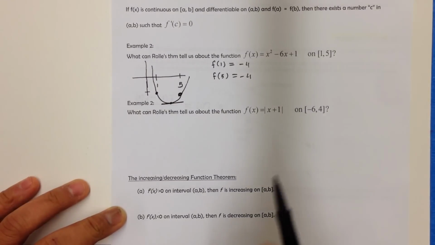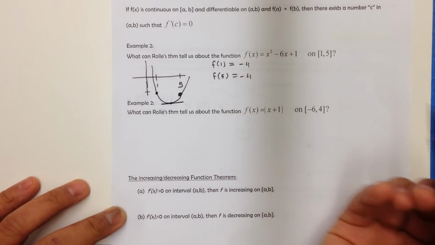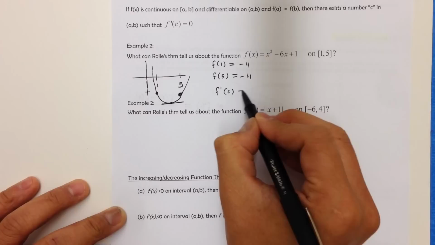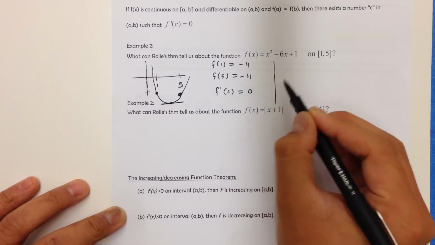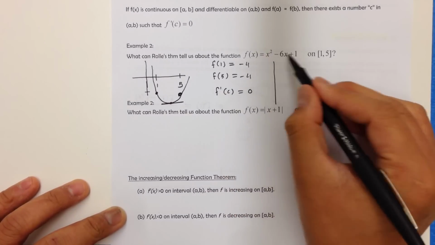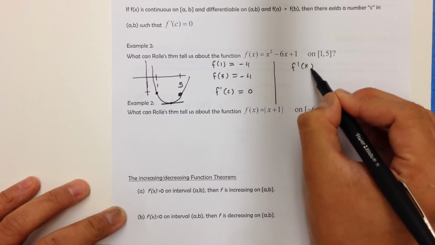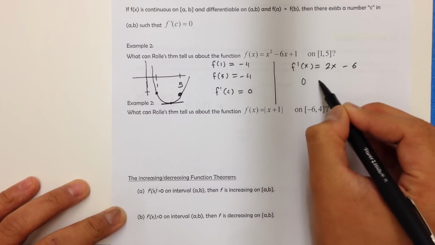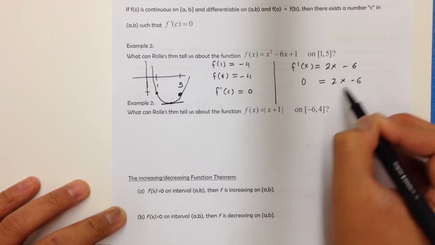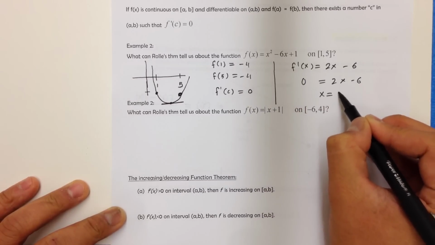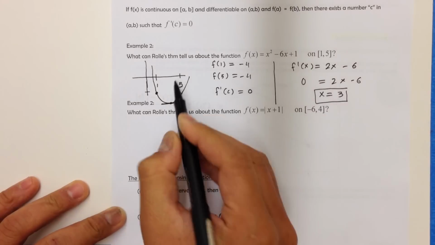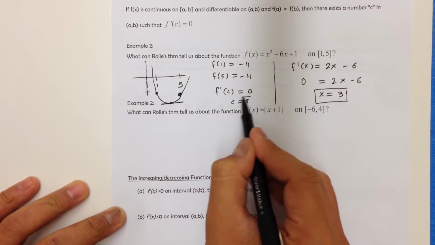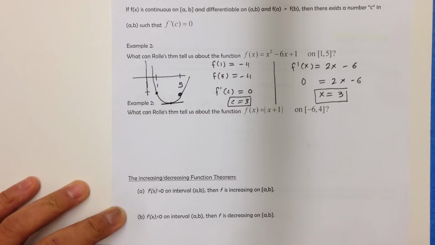So if we want to know where that exact point is, we know that there's some c such that the derivative equals 0. To find where that c is, we first take the derivative of our function, and then we plug 0 in. So I plug 0 in and solve for x. You're going to see that x equals 3. So at 3, the derivative equals 0. So c equals 3. Okay, that's the point we're looking for if you want to.